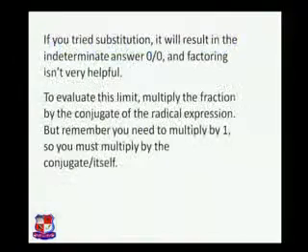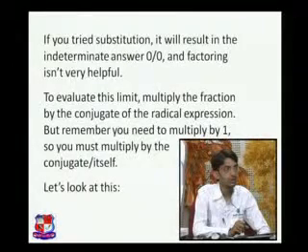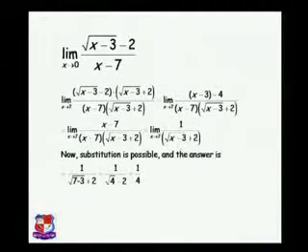Here we will use conjugates. If you try to solve it directly, it will result in the indeterminate form 0 upon 0, and if we try factorization here, that is also not very useful for us. So we will use the conjugate here. Here there is a printing mistake: limit x tends to 7, not x tends to 0.